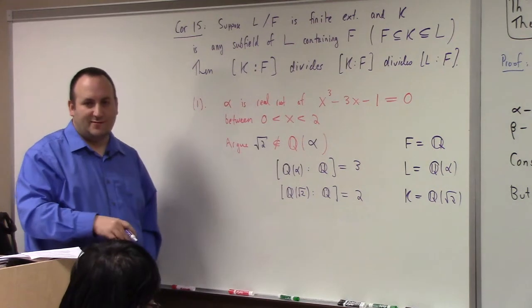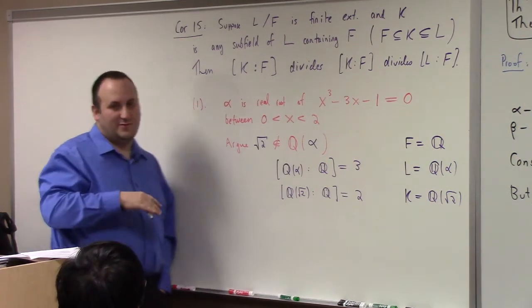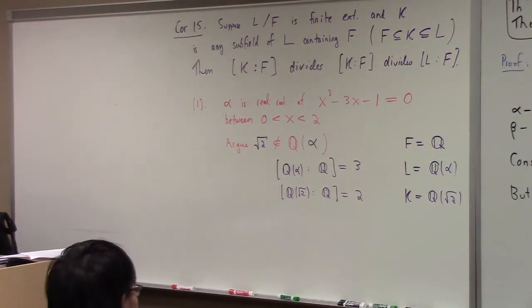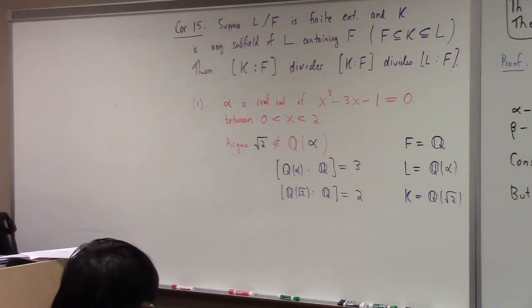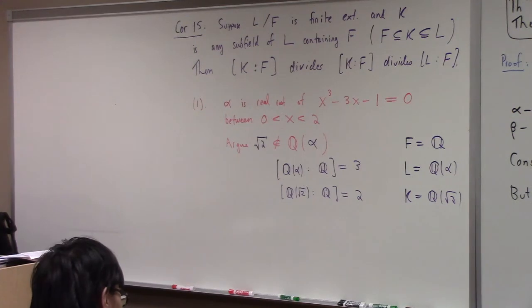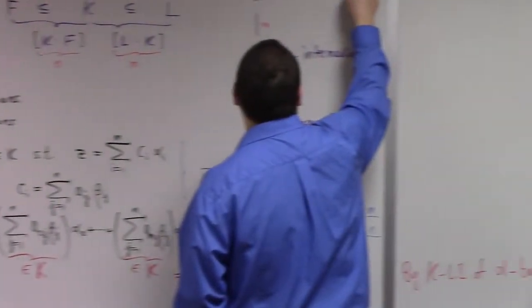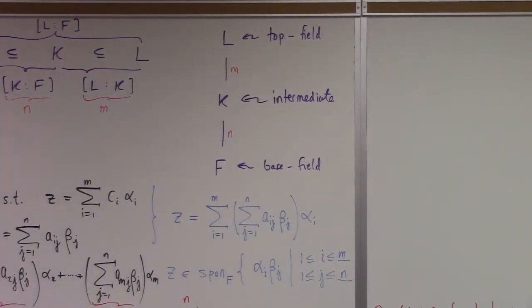What's the top field? I mean, in this tower of fields, we usually call the one in the middle the intermediate field, right? In this situation, this is the intermediate field. This is definitely called the base. And in a discussion like this, I would tend to call this the top field, just so we have a language.